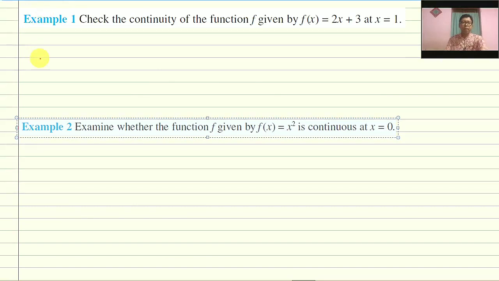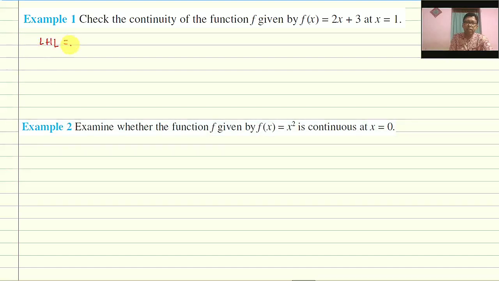The example is taken from NCERT. Check the continuity of the function f given by f of x is equal to 2x plus 3 at x is equal to 1. Okay. So, first of all, I want to draw. Actually, if I don't draw this one, you cannot understand. You will traditionally or mechanically do this problem. Okay, I want to do it mechanically. Okay, LHL. First of all, LHL.